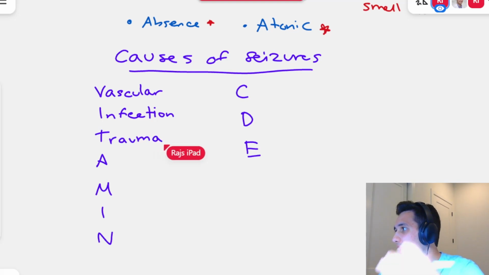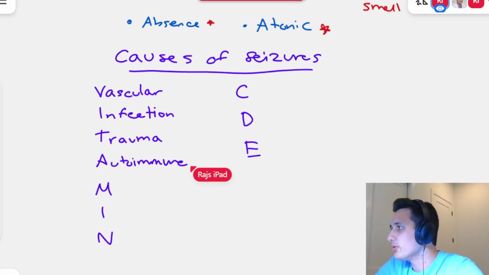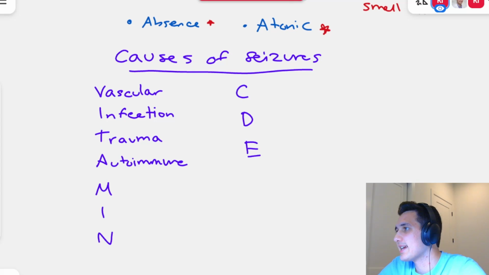Next is trauma. Has there been a blow to the brain? Is there an epidural, subdural, or subarachnoid hematoma that's involved, causing midline shift of the brain, causing seizures? Next is autoimmune. Multiple sclerosis and things like anti-NMDA encephalitis can also be causes of seizures that are autoimmune in nature.